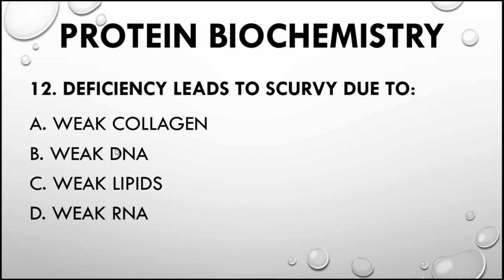Number 12. Deficiency leads to scurvy due to dash. A. Weak collagen, B. Weak DNA. Remember, we're still talking about vitamin C. Deficiency of vitamin C leads to scurvy due to weak collagen, weak DNA, weak lipids, or weak RNA? As a result of weak collagen, option A is the correct one.